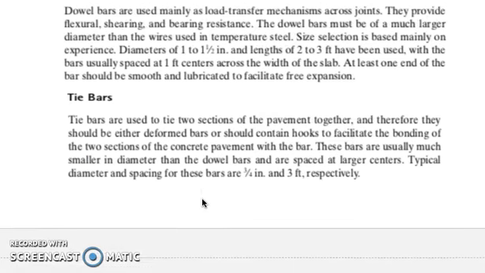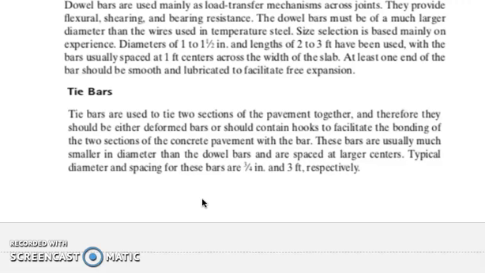And the last one, which is also a reinforcing steel bar, is the tie bar. These tie bars are used to tie two sections of the pavement together, and therefore they should be either deformed bars or should contain hooks to facilitate the bonding of the two sections of the concrete pavement with the bar. These bars are usually much smaller in diameter than the dowel bars and are spaced at larger centers. Typical diameter and spacing of these bars are 3/4 inches and 3 feet respectively.